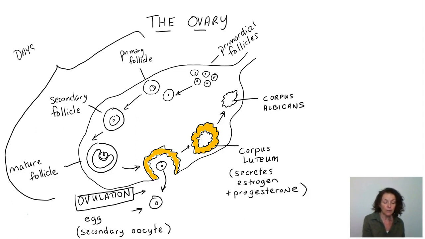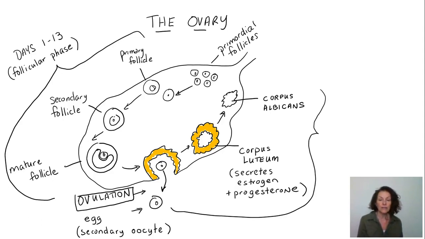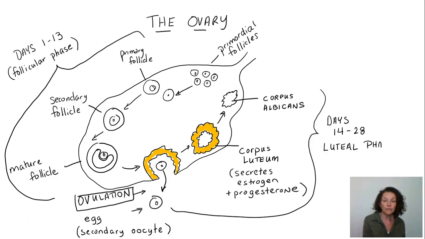So this bracket would be days 1 through 13, and that's called the follicular phase of the menstrual cycle. And then the other side of the ovary is days 14 through 28, which is called the luteal phase of the menstrual cycle. Let's go ahead and take a look at the menstrual cycle on the graph.